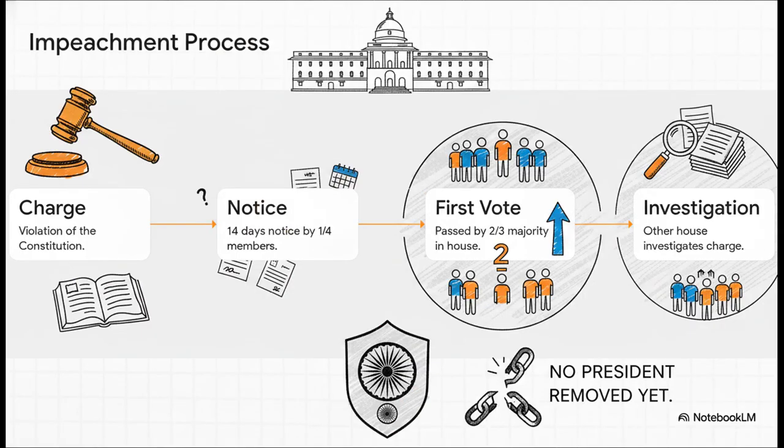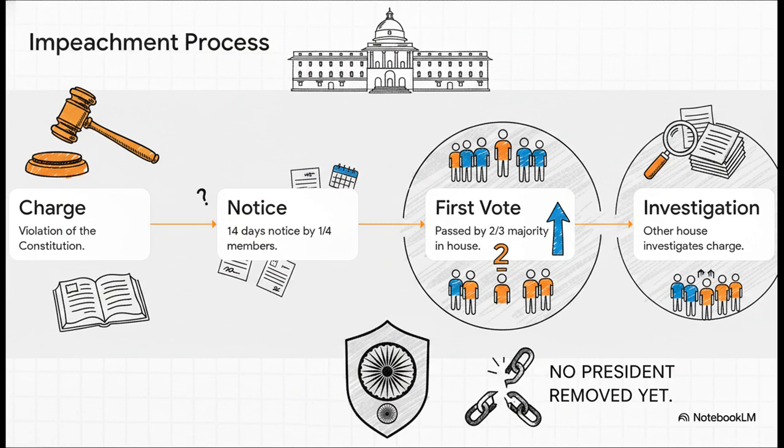But what if a president goes totally rogue? Well, the Constitution includes a pretty radical process called impeachment under Article 61. It kicks off with a formal charge of violation of the Constitution. To even get that started, you need a quarter of the members of either House of Parliament to sign a resolution giving 14 days' notice. Then it requires a massive two-thirds majority vote in that same House. After that, the other House investigates the charge, and if they also pass it with a two-thirds majority, the president is out. Now, the phrase violation of the Constitution is famously vague, but the threshold is so incredibly high that, fun fact, no president in Indian history has ever been removed by impeachment.